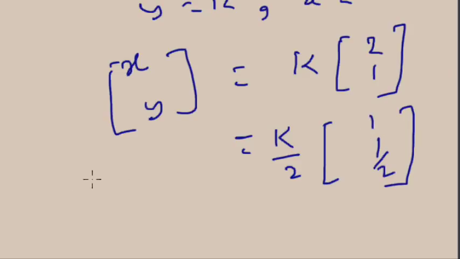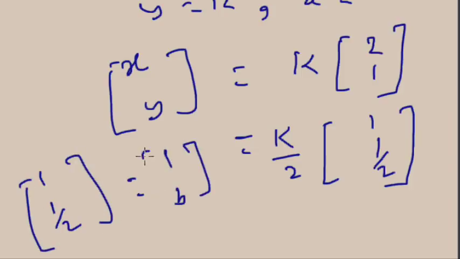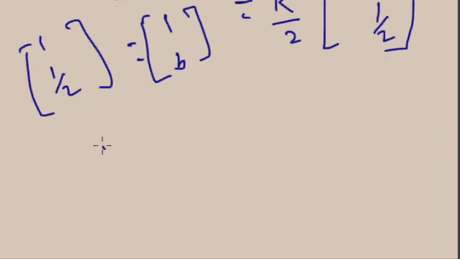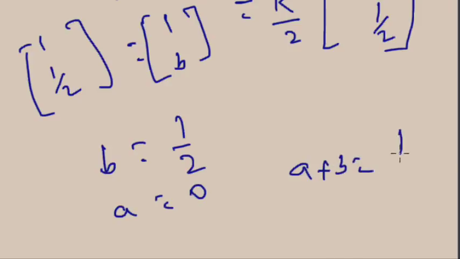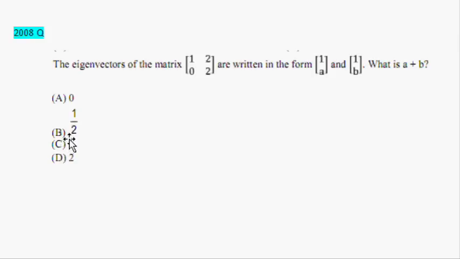So 1, 1 by 2 is equal to 1 b. So b is equal to 1 by 2 and a is equal to 0. So a plus b is equal to 1 by 2. So the option with a plus b equal to 1 by 2 is the correct answer.